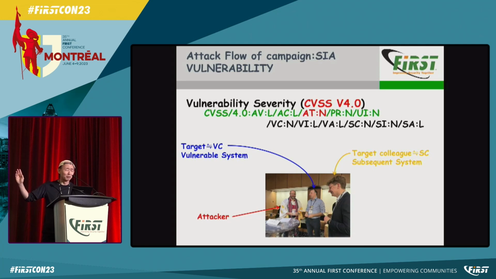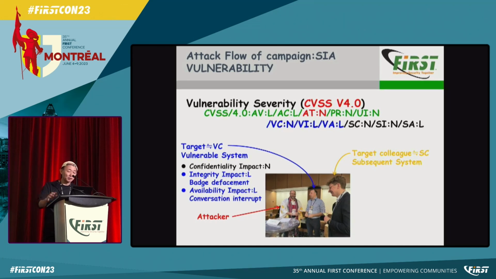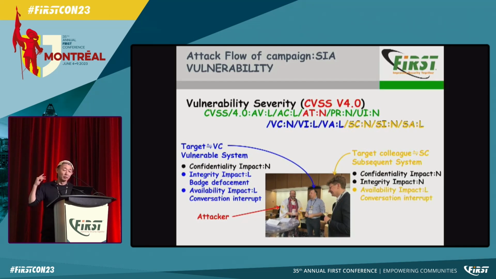Attacker is here. So VC is confidentiality impact, none. Integrity impact, low, because of the defacement, and availability, the conversation interrupt. Subsequent system, none, low, because the availability impact is conversation interrupt, that's the only one.